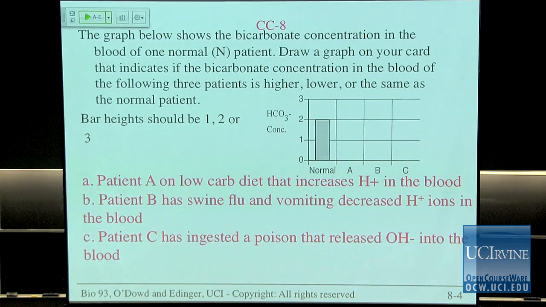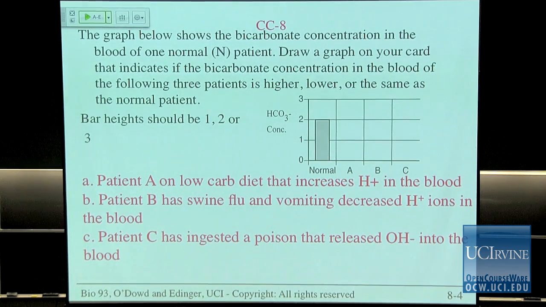Now we're going to answer this question that's actually in your notes, and you're going to answer it as a class card. And it's to take this information that you just learned and apply it in a more complex fashion. So the graph below shows the bicarbonate concentrations in the blood of one normal patient. Draw a graph on your card that indicates if the bicarbonate concentration in the blood of the following three patients is higher, lower, or the same as the normal patient.